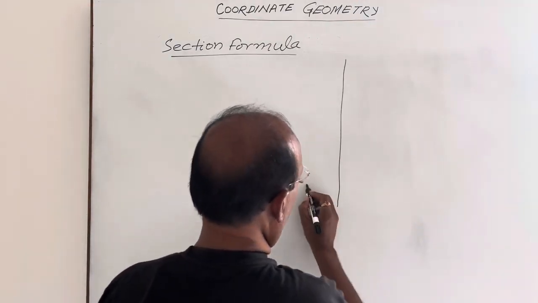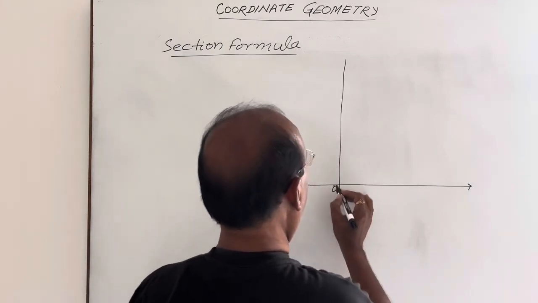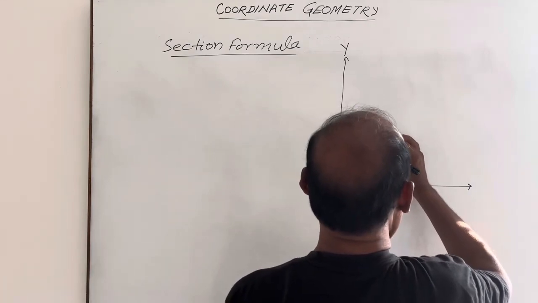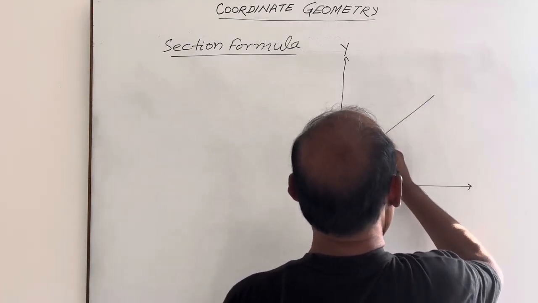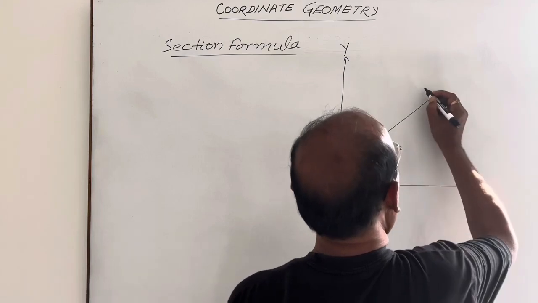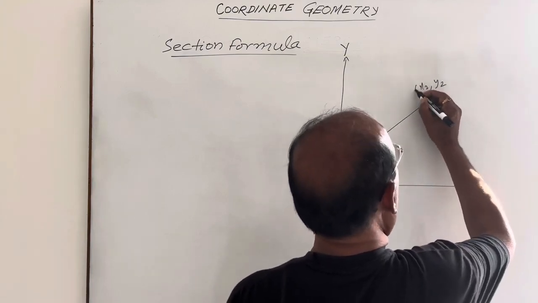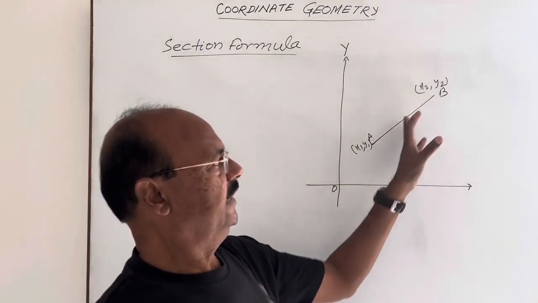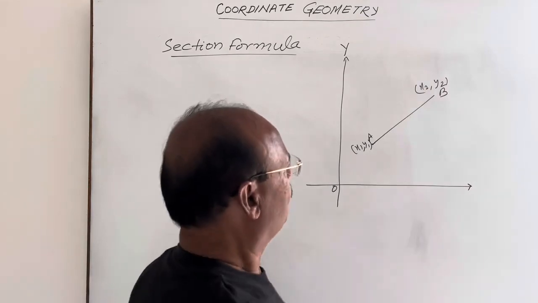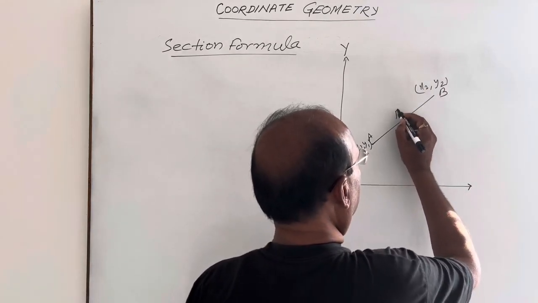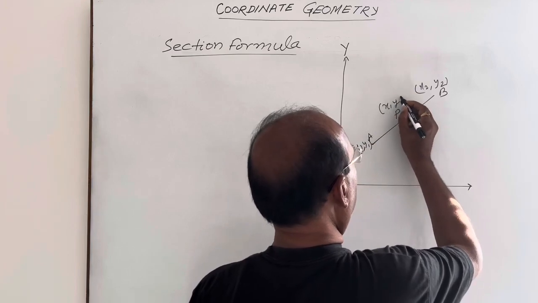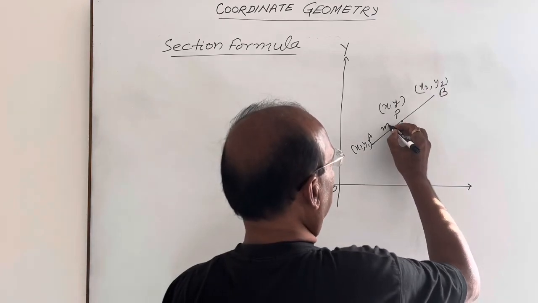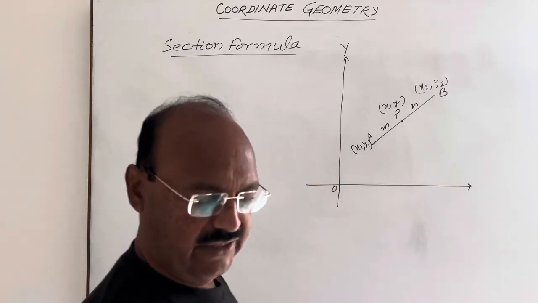Suppose this is axis system, x and y axis. Here A and B are 2 points having coordinates x1, y1 and x2, y2. A and B are 2 points and we are joining A and B, correct? Suppose P is here any point having coordinates xy which divides the line segment AB in a ratio m:n internally.